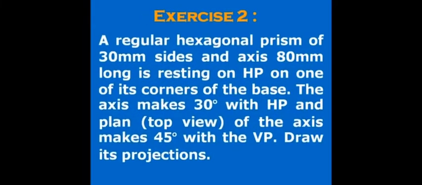So this is the statement. We have a hexagonal prism of 30 mm sides and axis 80 mm, which is resting on HP on one of its corners of the base. The axis makes 30 degrees with HP, and the plan, also called as top view, of the axis makes 45 degrees with VP. Draw its projections.